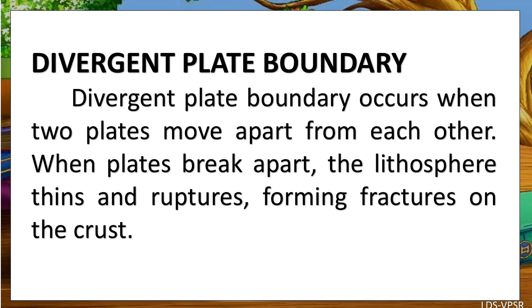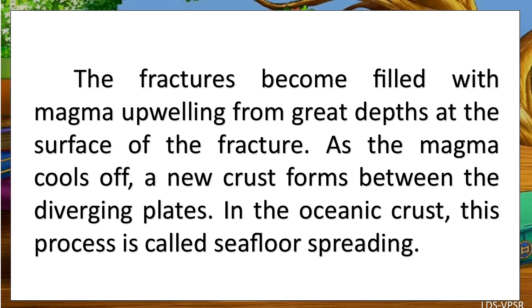Divergent plate boundary. Divergent plate boundary occurs when two plates move apart from each other. When plates break apart, the lithosphere thins and ruptures, forming fractures on the crust. The fractures become filled with magma upwelling from great depths at the surface of the fracture. As the magma cools off, a new crust forms between diverging plates. In the oceanic crust, this process is called seafloor spreading.